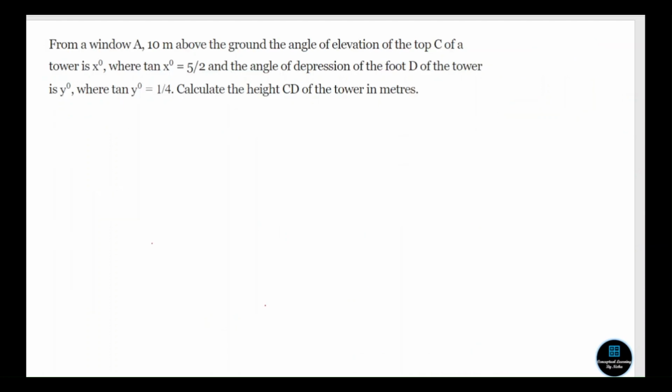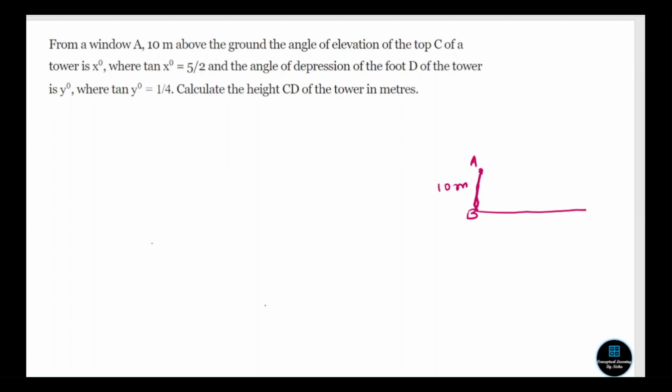Perfect. Now here is a very interesting question where most of the students make a lot of silly mistakes, so please avoid that. Watch this and understand how to solve this. What they are saying: the window A is 10 meter above the ground. So first of all, let's make the ground. This is the ground and the window is 10 meter above the ground. So let's say this is 10 meter distance. This is the window.